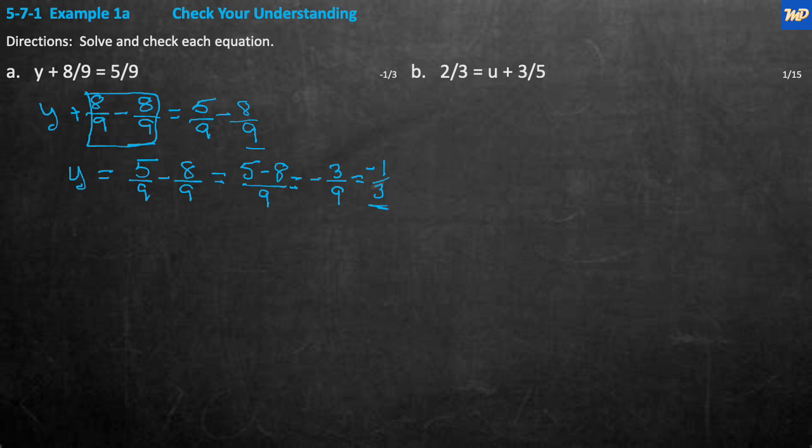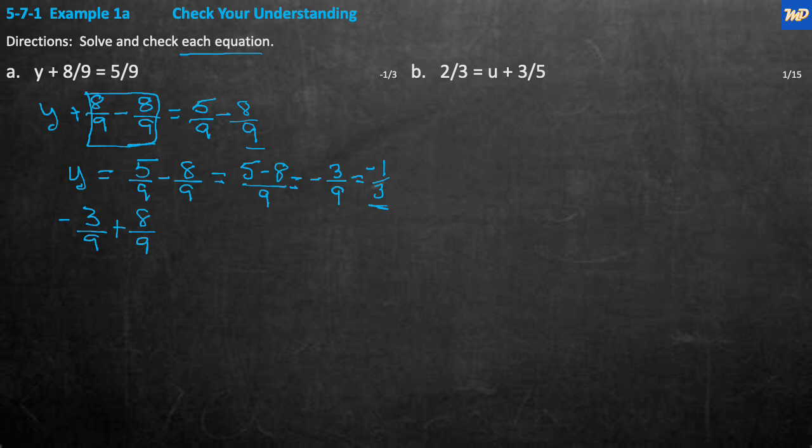So now what we want to do is we want to check. It says, and check each, right? So we're going to go ahead and substitute in for y our result, minus 1/3. But we can make it easier on ourselves because we know the denominator is 9 in the problem, and this is a denominator of 9, so we can just substitute the minus 3 ninths instead of the minus 1/3. Just save ourselves a step. So since the denominators are all 9, we can just use this one instead of the final answer here. So I'm going to say minus 3 ninths plus 8 ninths.